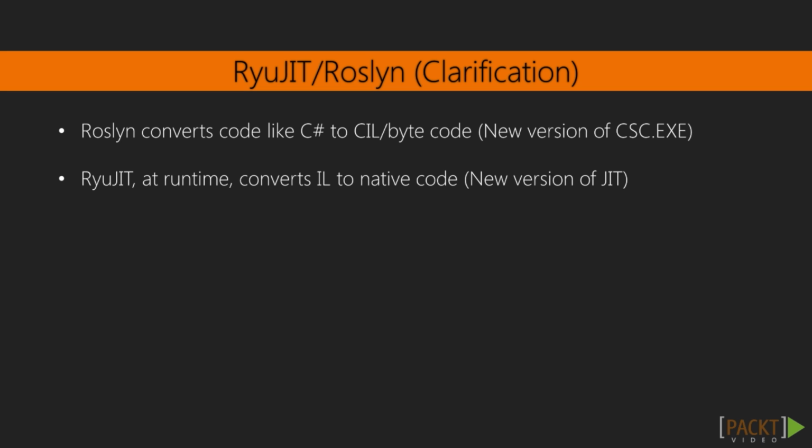However, RyuJIT at runtime converts the IL that is created by something like Roslyn or CSC.exe into native code. RyuJIT replaces JIT.